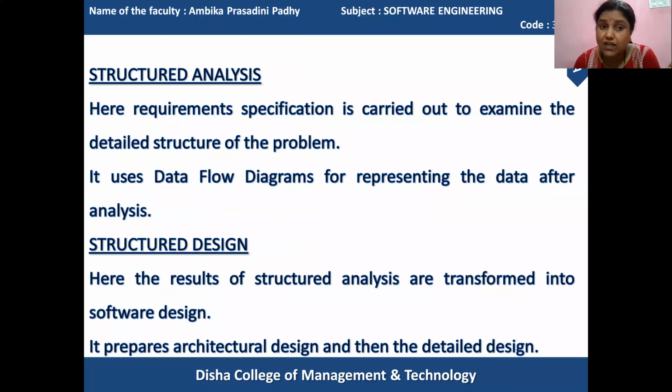And the structured analysis and design converts the analyzed information to a proper data flow diagram. The information analyzed for the design is represented in data flow diagrams. In the case of structured design, the information present in the data flow diagrams is converted to the detailed design. By looking at the information present in the detailed design, the coding can be performed.